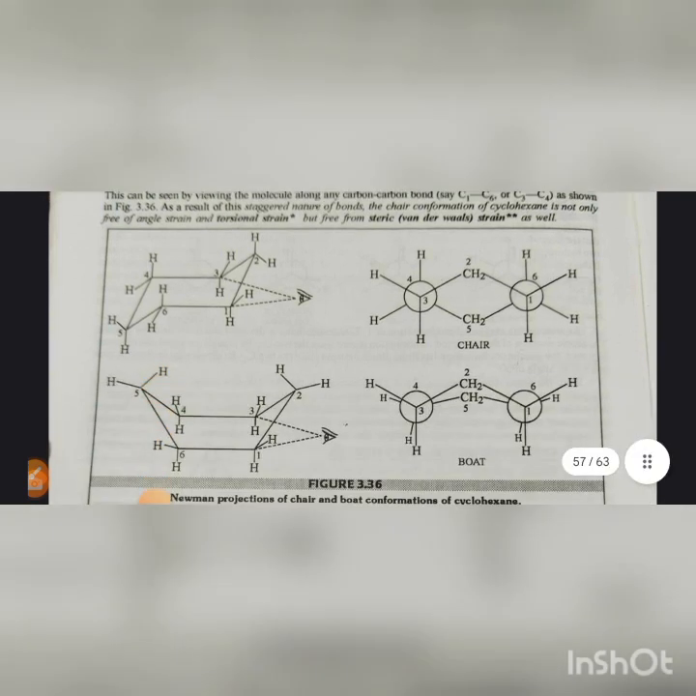As a result of this staggered nature of the bonds, the chair conformation of cyclohexane is not only free of angle strain and torsional strain but free from steric strain as well.